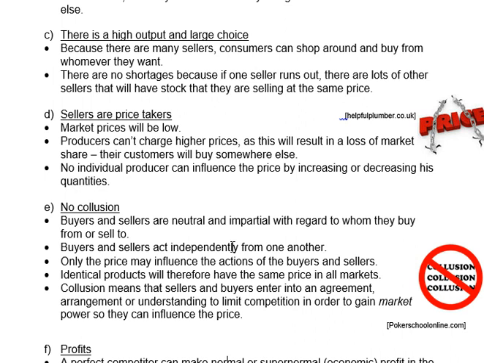All right. So remember, because there are many sellers and each seller produces a little bit, if we add all those little bits together, we are going to get a high output. As I said, the perfect market is the market structure that gives us the highest output compared to all the other market structures.